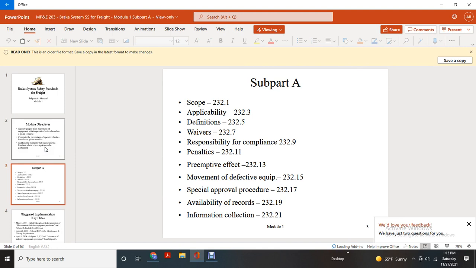Subpart A: scope, 232.1; applicability, 232.3; definitions, 232.5; waivers, 232.7; responsibility for compliance, 232.9; penalties, 232.11; preemptive effect, 232.13; movement of defective equipment, 232.15; special approval of procedures, 232.17; availability of records, 232.19; information collection, 232.21.